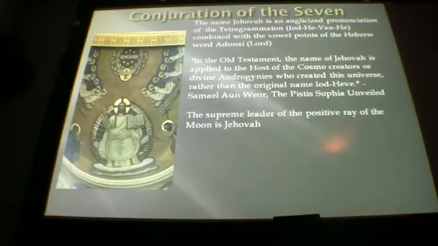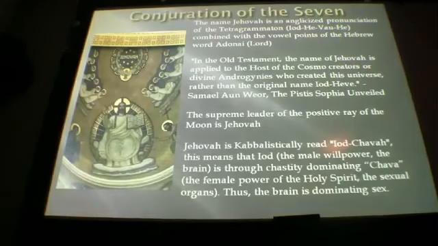The supreme leader of the positive ray of the moon is Jehovah. If we talk about it internally, Jehovah can be Kabbalistically read as Yod-Havah. This means that Yod, the male willpower, the brain, is through chastity dominating Havah, the female power of the Holy Spirit, the sexual organs. Thus the brain is dominating the sex.